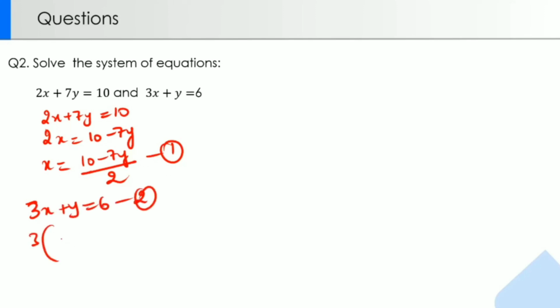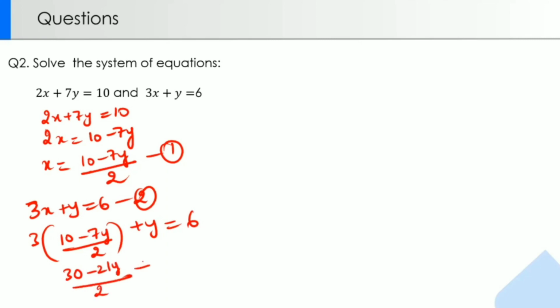So just write 3 times, substitute this value, (10 minus 7y) over 2, plus y equals 6. Let us open this bracket. So I will have (30 minus 21y) over 2 plus y equals 6. This can be written as (30 minus 21y plus 2y) by taking the LCM 2, equals 6. You cannot directly cross multiply until and unless you have the same denominator on one side. So for that, I had taken LCM.